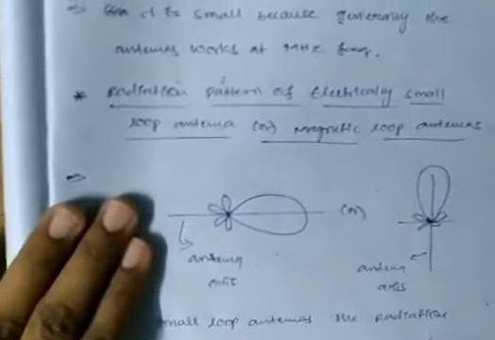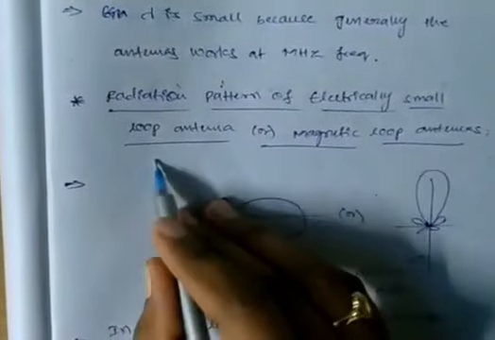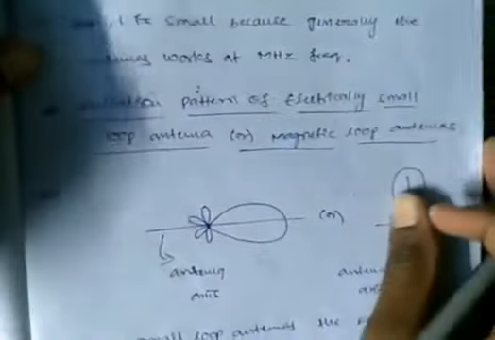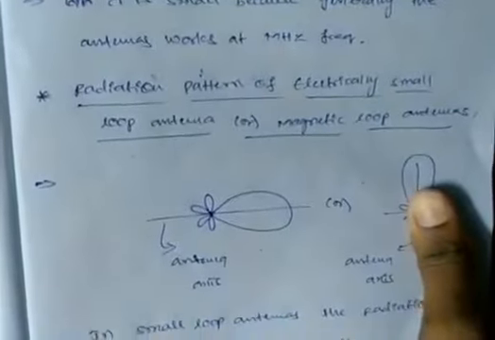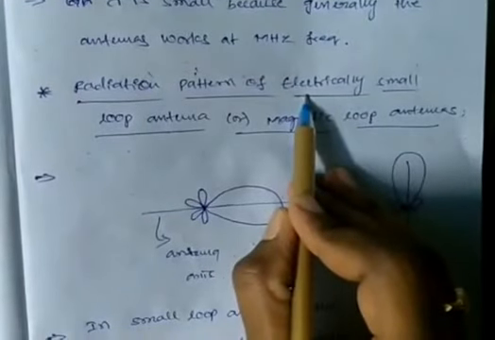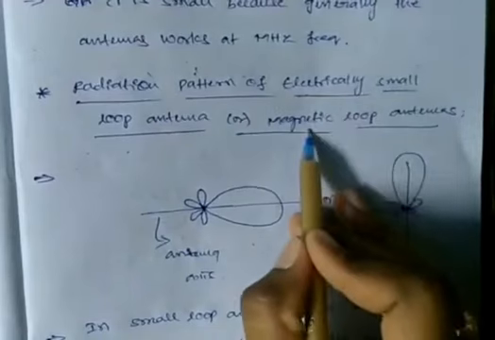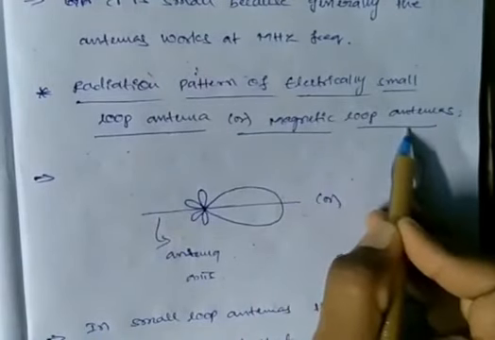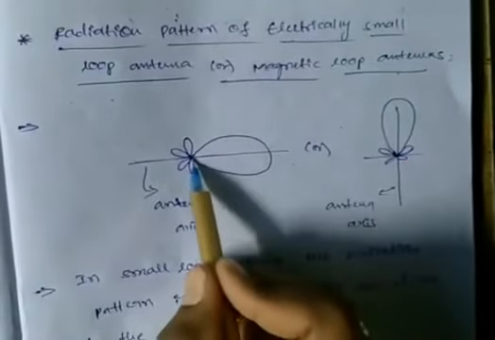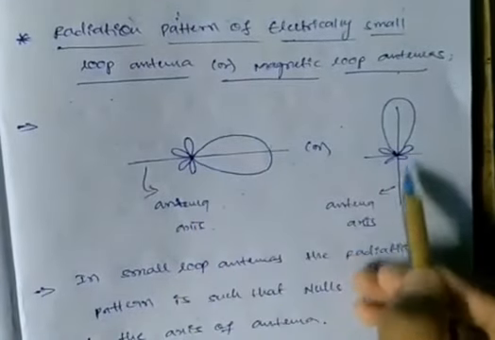Here we are seeing the radiation patterns of the electrically small loop antenna and the electrically large loop antenna. First, the radiation pattern of the electrically small loop antenna. These electrically small loop antennas are also called magnetic loop antennas. Now this one is the radiation pattern of the small loop antenna.